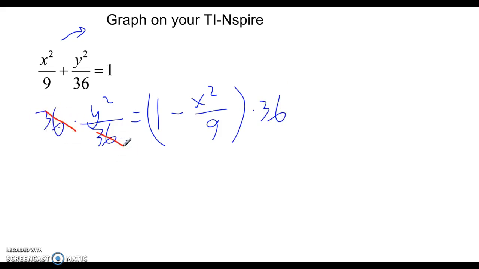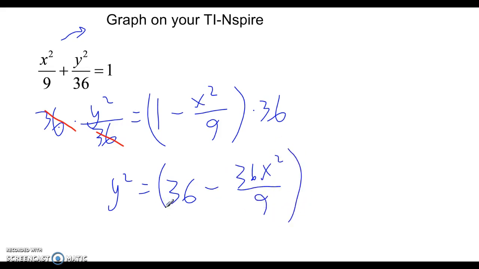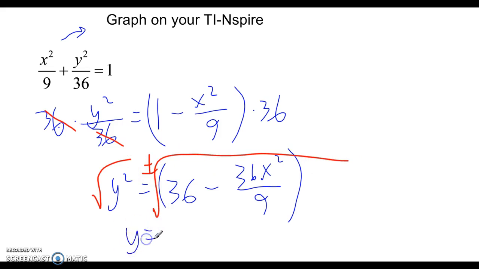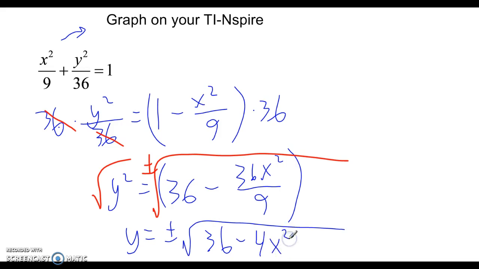And that cancels, and you get y squared equals, I guess I can multiply that, 36 minus 36x squared over 9. And then you take the square root of both sides. Don't forget, plus or minus. I know that's a mess over there. Y equals plus or minus the square root of 36 minus 36 over 9. I guess 36 over 9, I could write that as 4. I'm not that interested in simplifying here. You're certainly welcome to, but you don't have to. But 36 over 9 is 4, so I just simplified it.